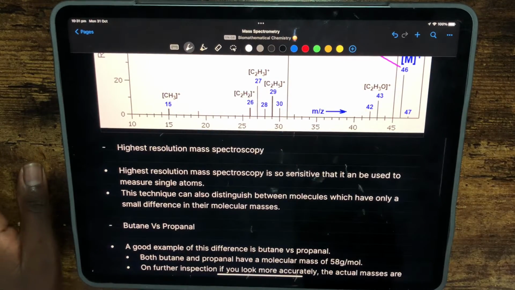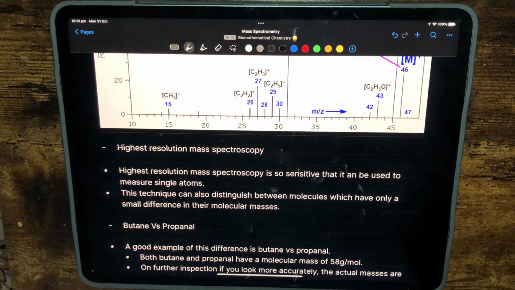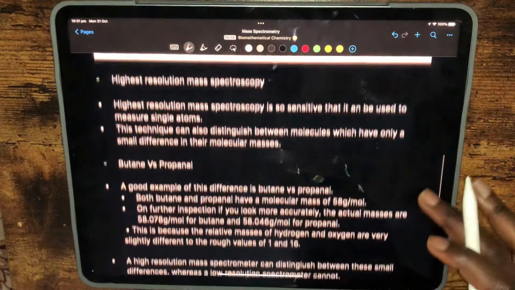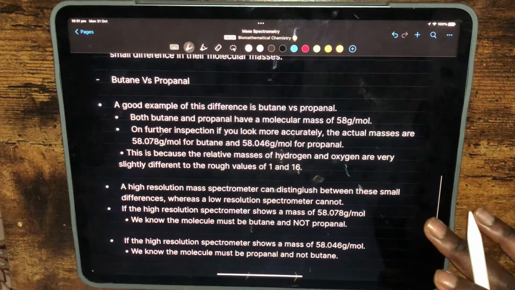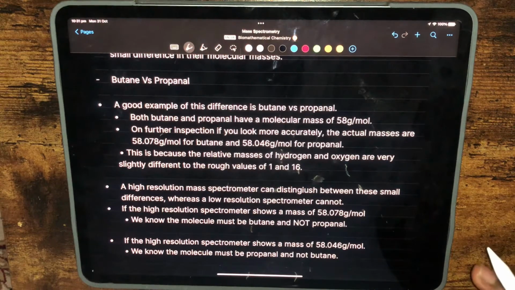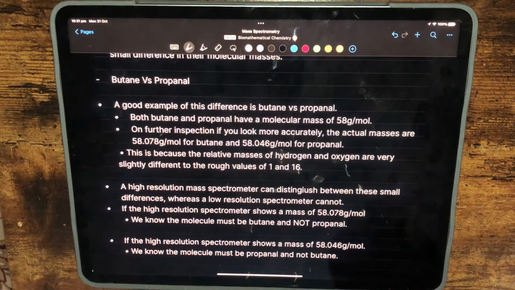High resolution mass spectrometry is so sensitive that it can be used to measure single atoms, and this technique can also distinguish between molecules which have only a small difference in their molecular masses. If we're comparing butane and propanol, a good example of this difference is that both butane and propanol have a molecular mass of 58 grams per mole if you look at the MR of butane and propanol.